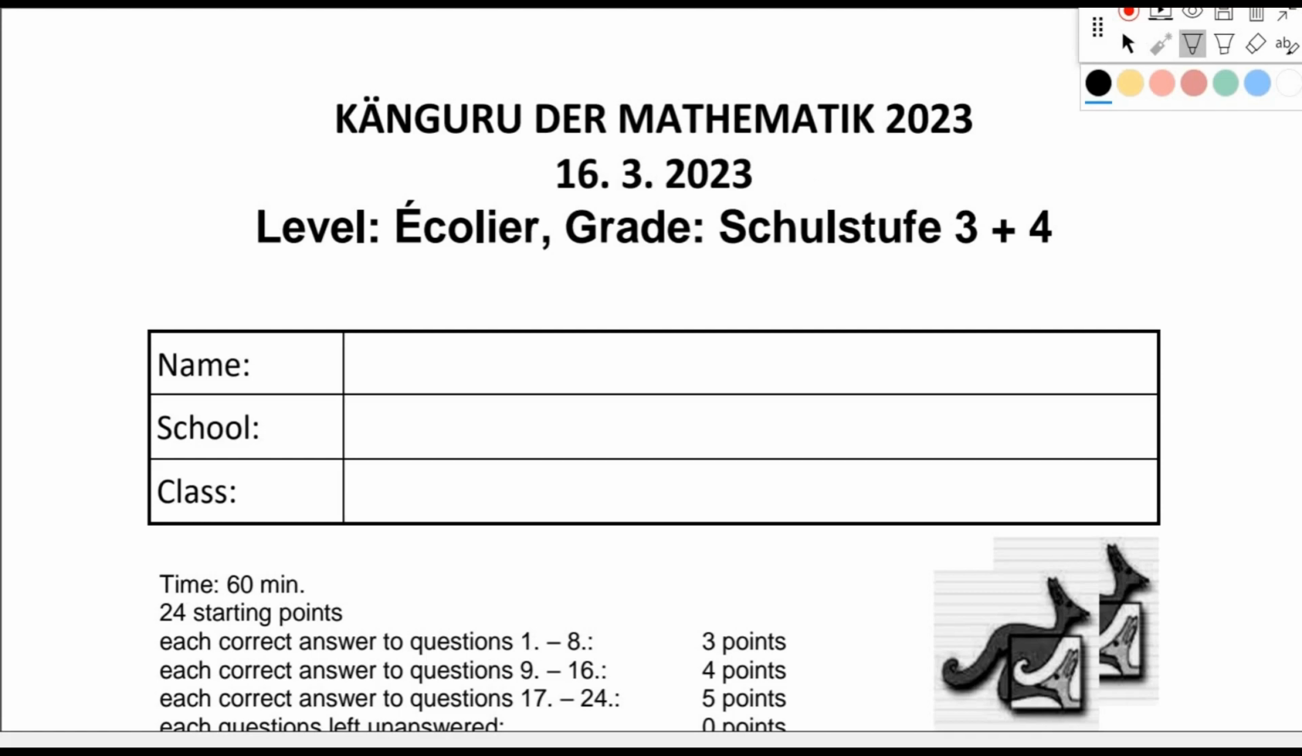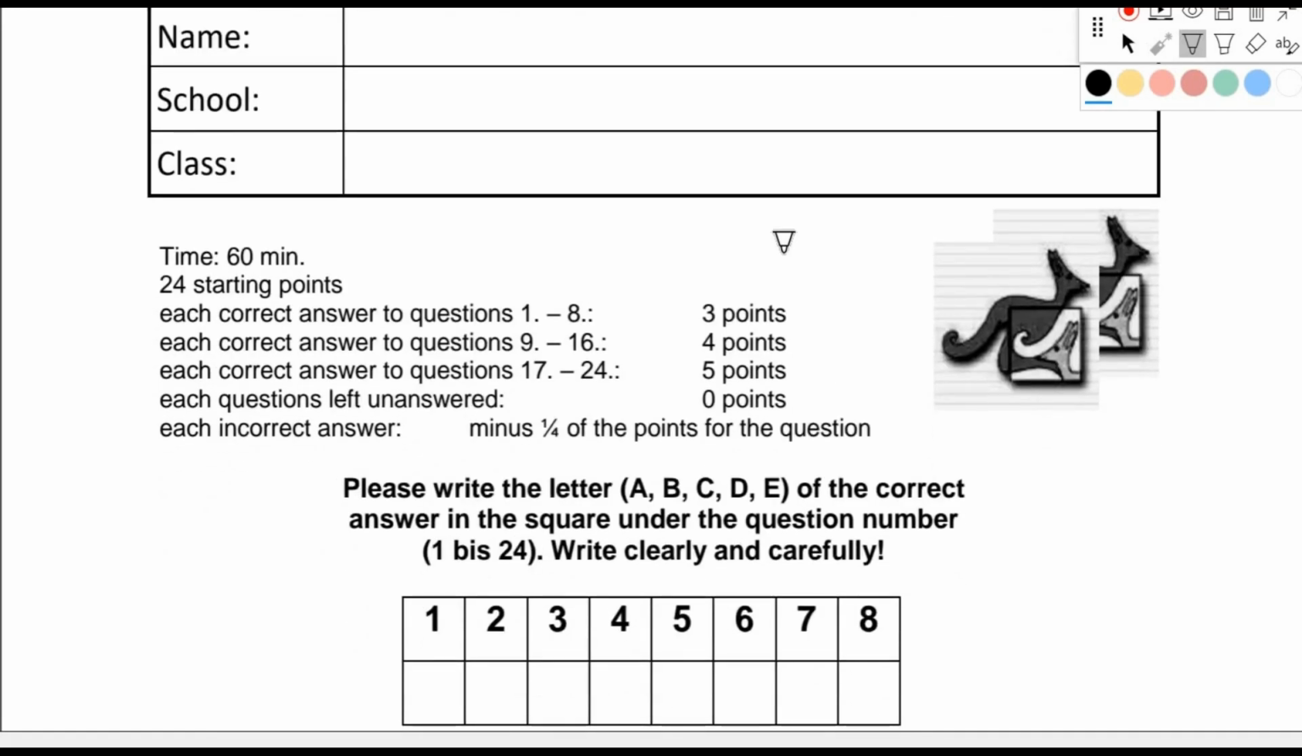So this question paper belongs to grade 3 and grade 4 students, and this is how it looks like. It will have totally 24 questions, and this is a 1-hour examination. Questions 1 to 8 will carry 3 points, 9 to 16 carry 4 points, 17 to 24 carry 5 points. If any question is left unanswered, no marks are deducted, but there is negative marking. For each incorrect answer, 1/4 marks will be deducted.